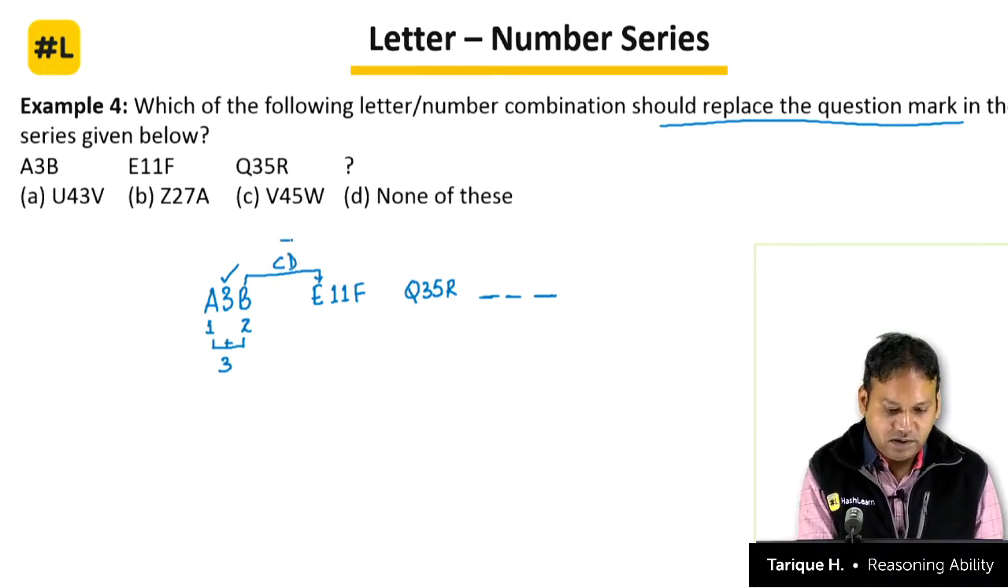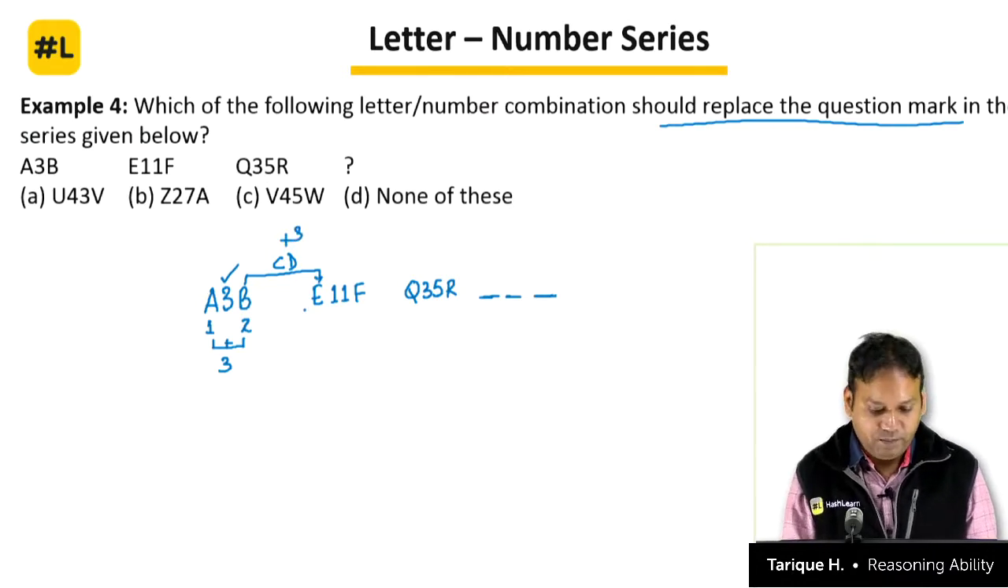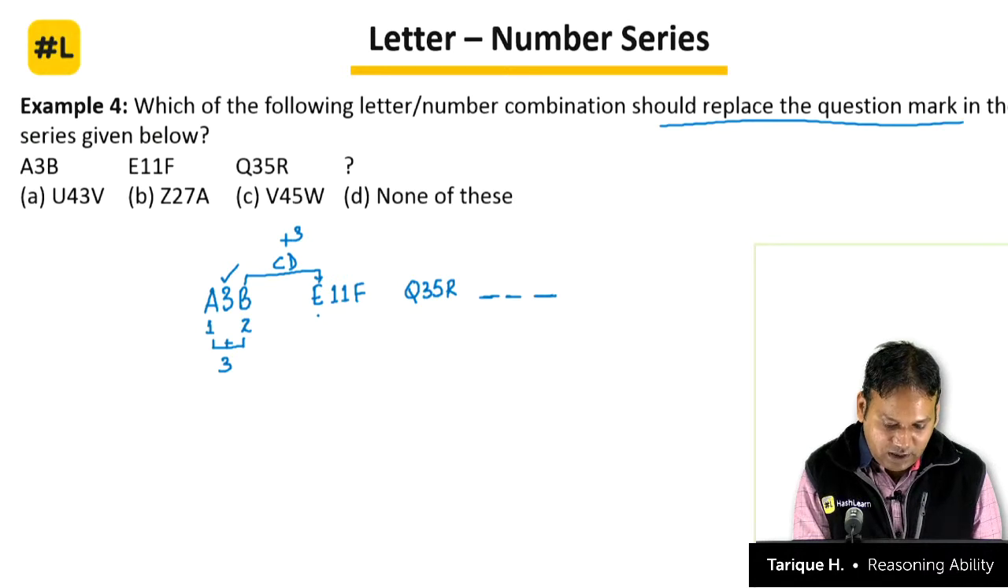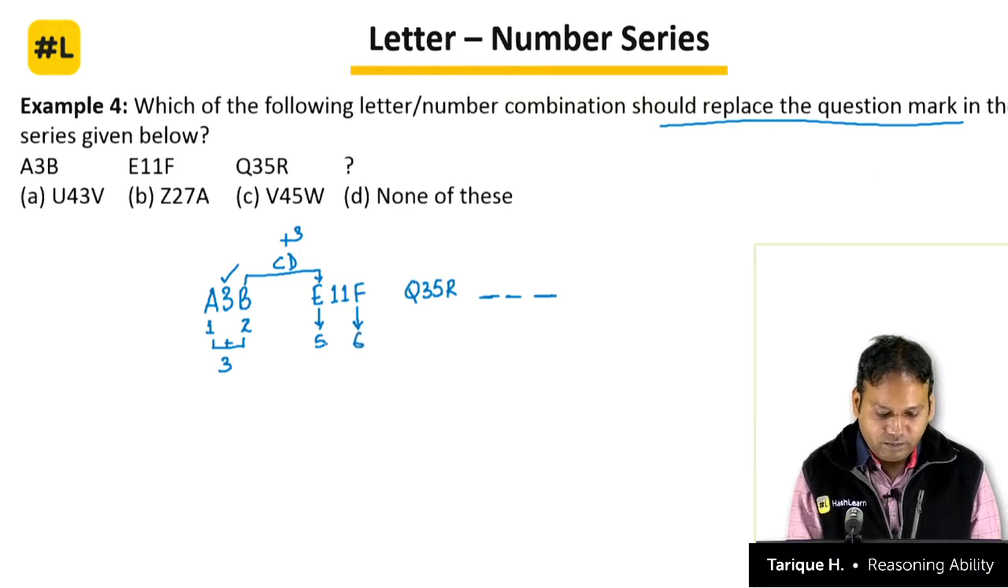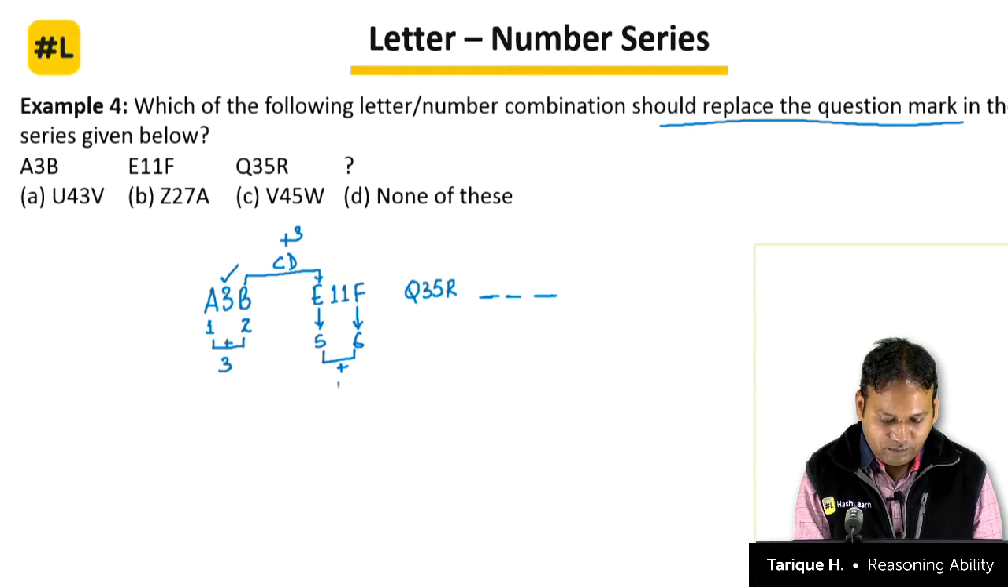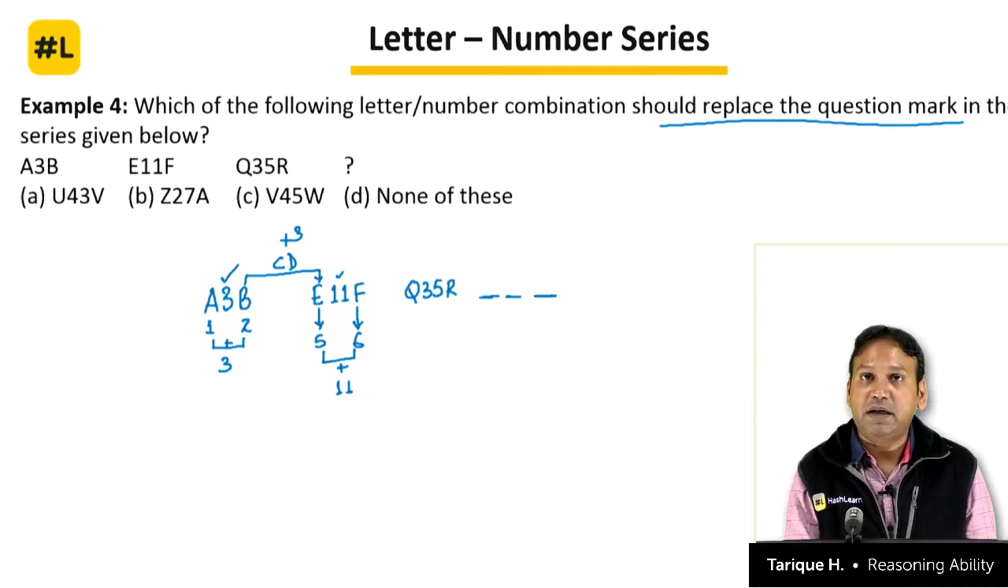C, D, E is the third letter from B. And we know E is the fifth letter and F is the sixth letter. 5 plus 6 is equal to 11. And that is how we get the number in the center, 11. Clear? So it's very clear that the number in the center is the sum of the positional value of the letters on the left and right.